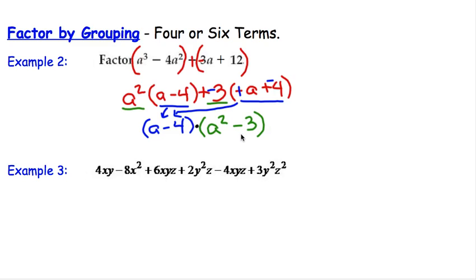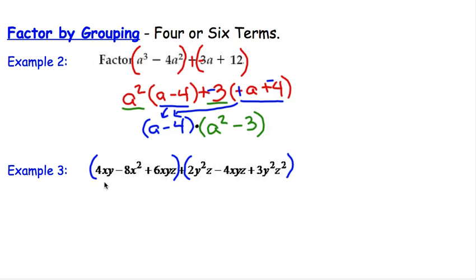Easiest way to check and make sure that you've done this right, FOIL this out, which is first, outer, inner, and last, and make sure that you end up with what you started with. The same method can be applied if you have 6 terms. You're going to take your first 3, put those in parentheses. You're going to take the last 3 and put those in parentheses. Now once again, we need to make sure that this is plus, and it already is, so we don't have to worry about moving negative signs or doing anything like that.